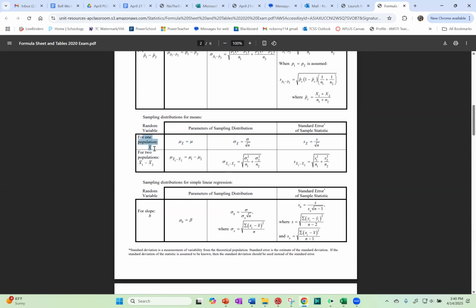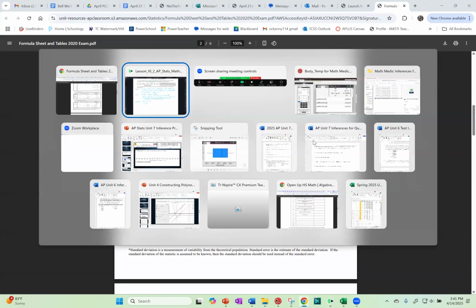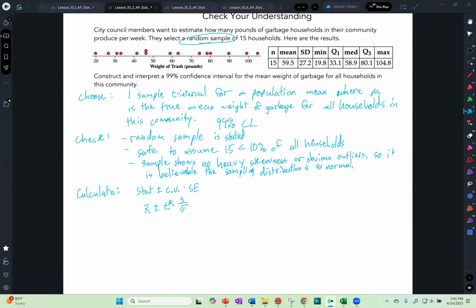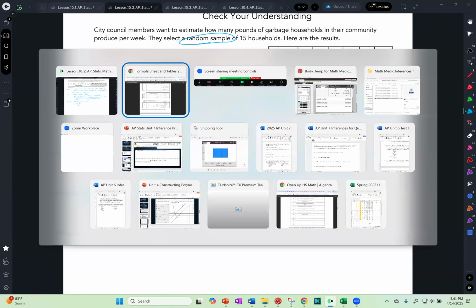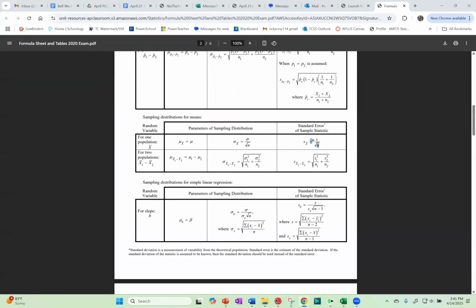I've got one population. Notice I got my statistic X bar right here. I've got parameter, which we don't have. Now we don't have population standard deviation, so I can't use that. But the standard error of the sample statistic is right here, S divided by the square root of N. So S divided by the square root of N, and that gets me to a mean of 59.5 plus or minus. Now I got to go find that critical value. I've got a degrees of freedom equal to 14, right? N minus 1. And a 99% confidence interval.